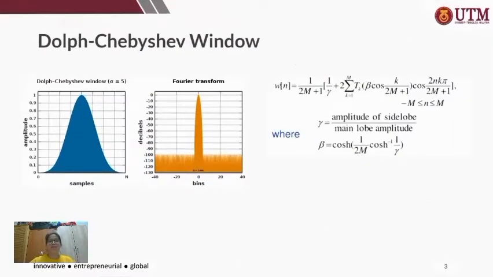Okay, so what is this Dolph-Chebyshev window? From the figure above, we can observe that the Dolph-Chebyshev window produces side lobes of equal height, and the main lobe is higher than the side lobes. This is the formula that we use in the Dolph-Chebyshev window. Lambda is equal to the amplitude of the side lobe divided by the main lobe amplitude. And beta is equal to cosh of 1 over 2m times cosh minus 1 of 1 over lambda.